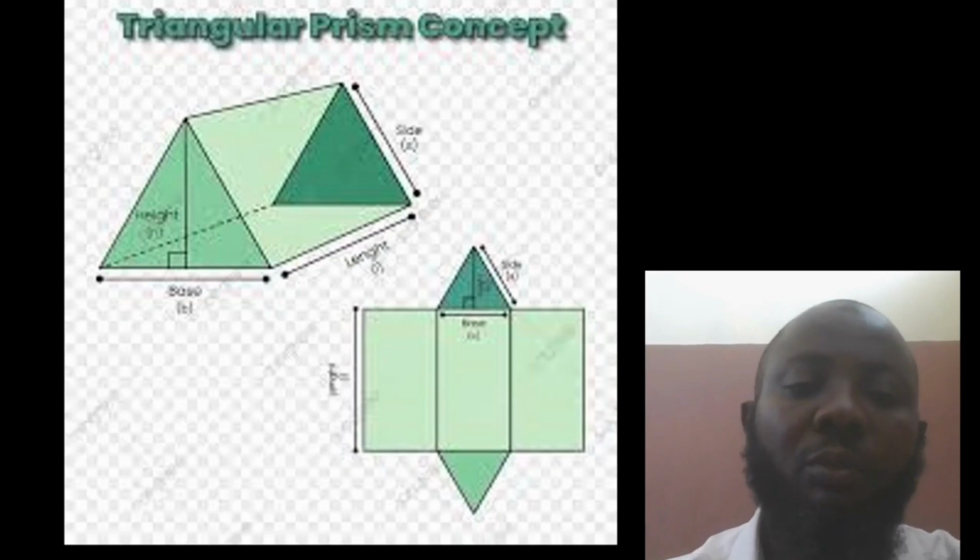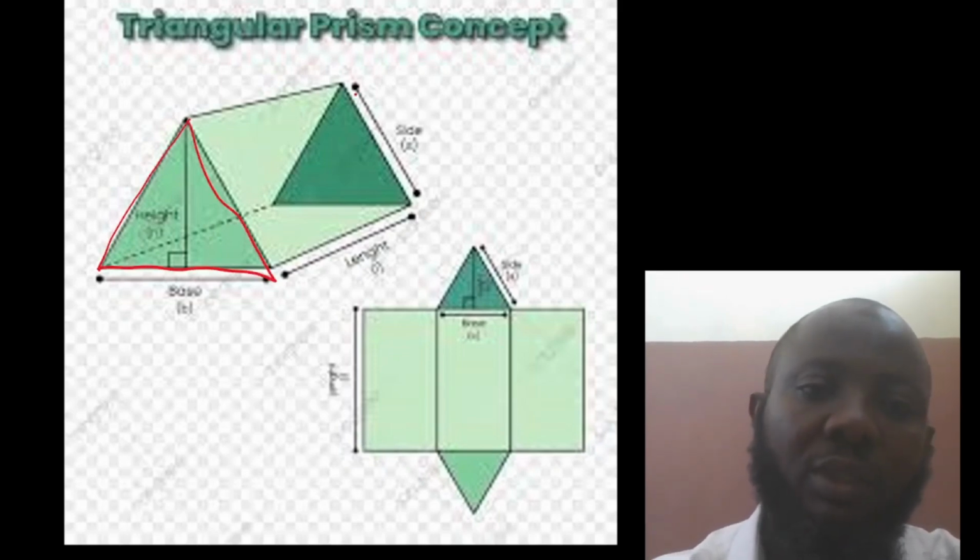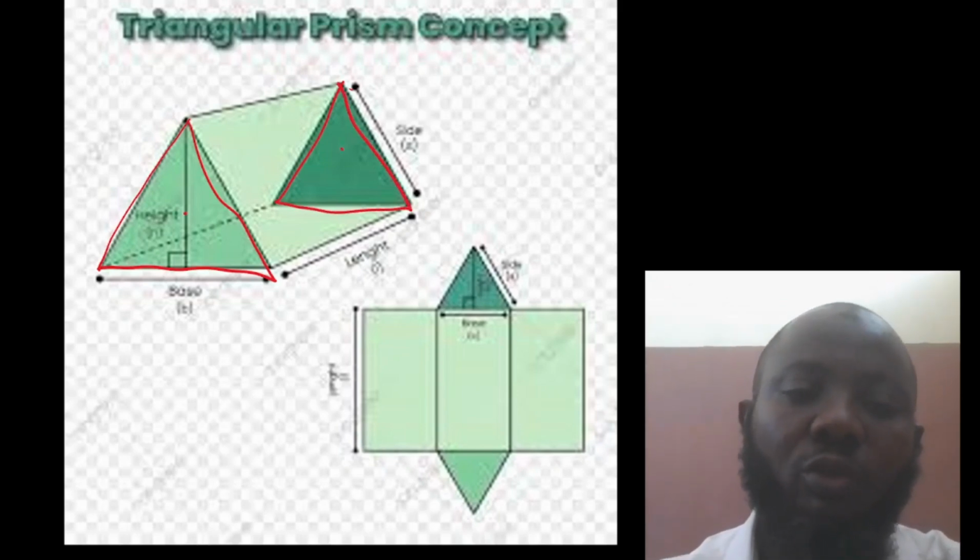The shape of the bottom and the top here is a triangle, the same triangle. So that is the top, and this is the bottom. Is that clear? So in this case, how do we find the area of the prism?